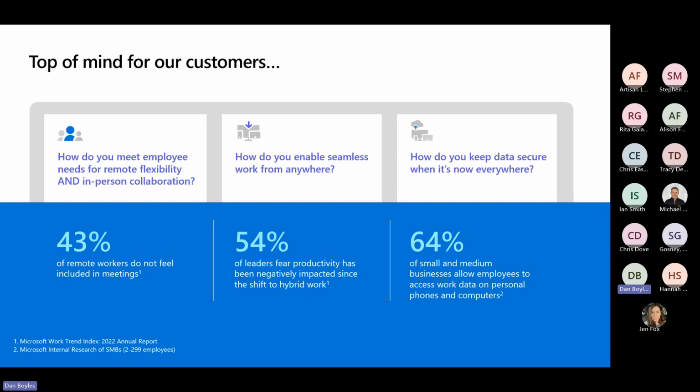64% of SMBs allow employees to access work data on personal phones and computers, right? I've been a network manager before. This sends shivers down my spine when we allow people to access data from work devices and personal devices, because personal devices aren't always secure. We can't control how they're managed. We can't enroll them through Intune onto our network. We can't ensure secure policies.